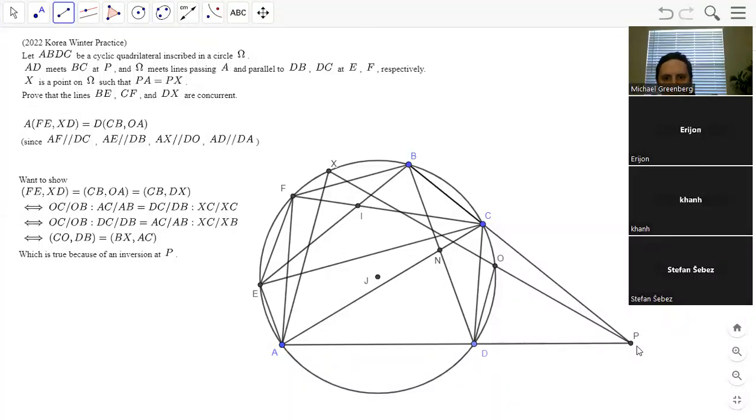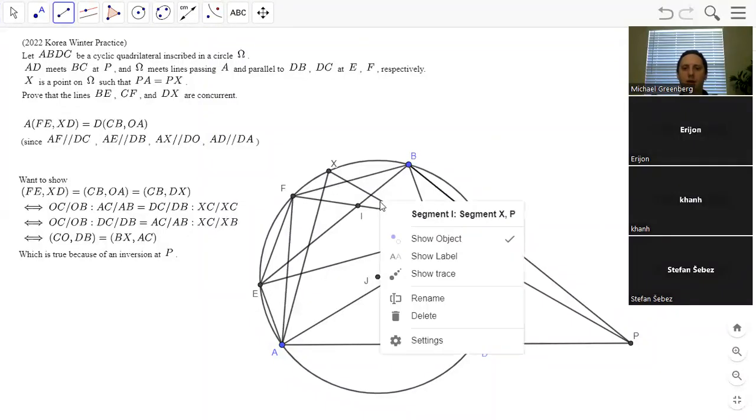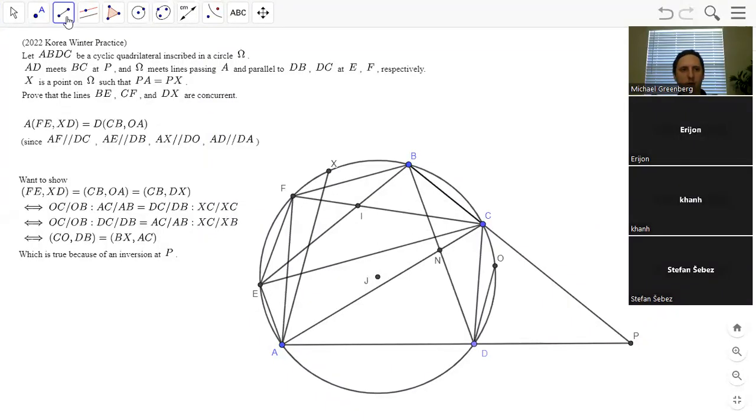So I'm just going to define P the original way. We'll let PX meet the circle at O, so we have PX times PO is PA times PD, and since PX is equal to PA, then we know that PO is also equal to PD, which implies that XODA is a parallelogram. We know that XA is parallel to OD since OX is equal to AD.